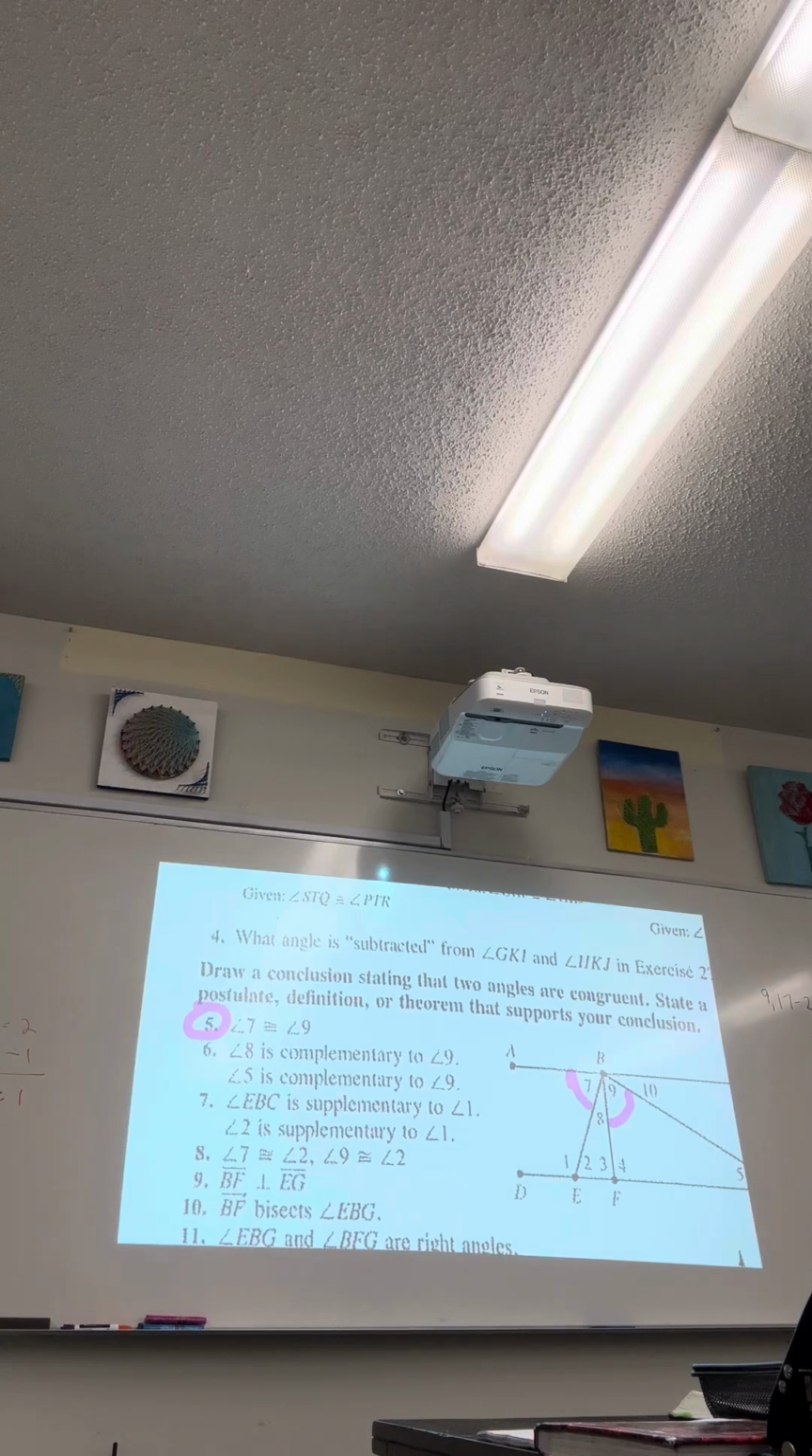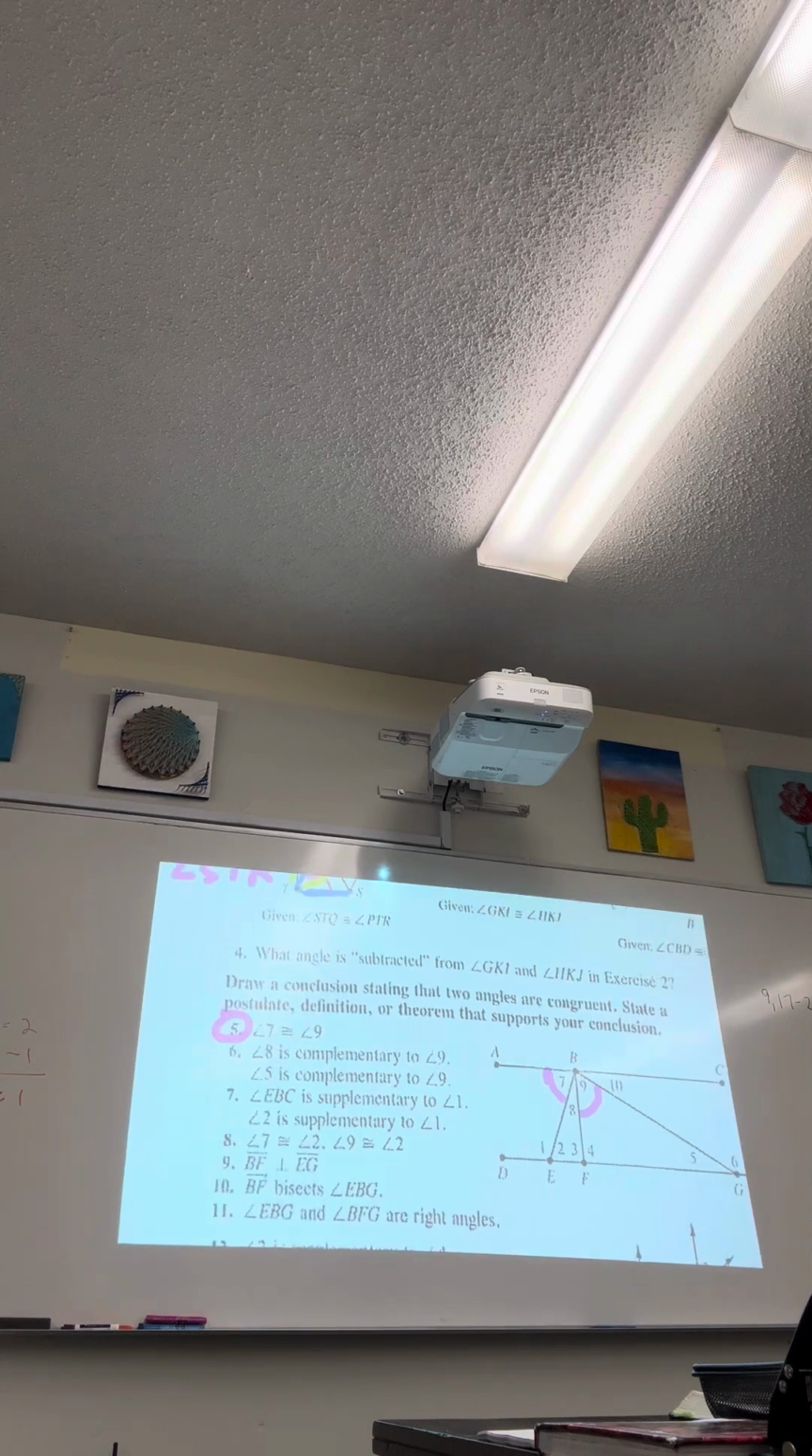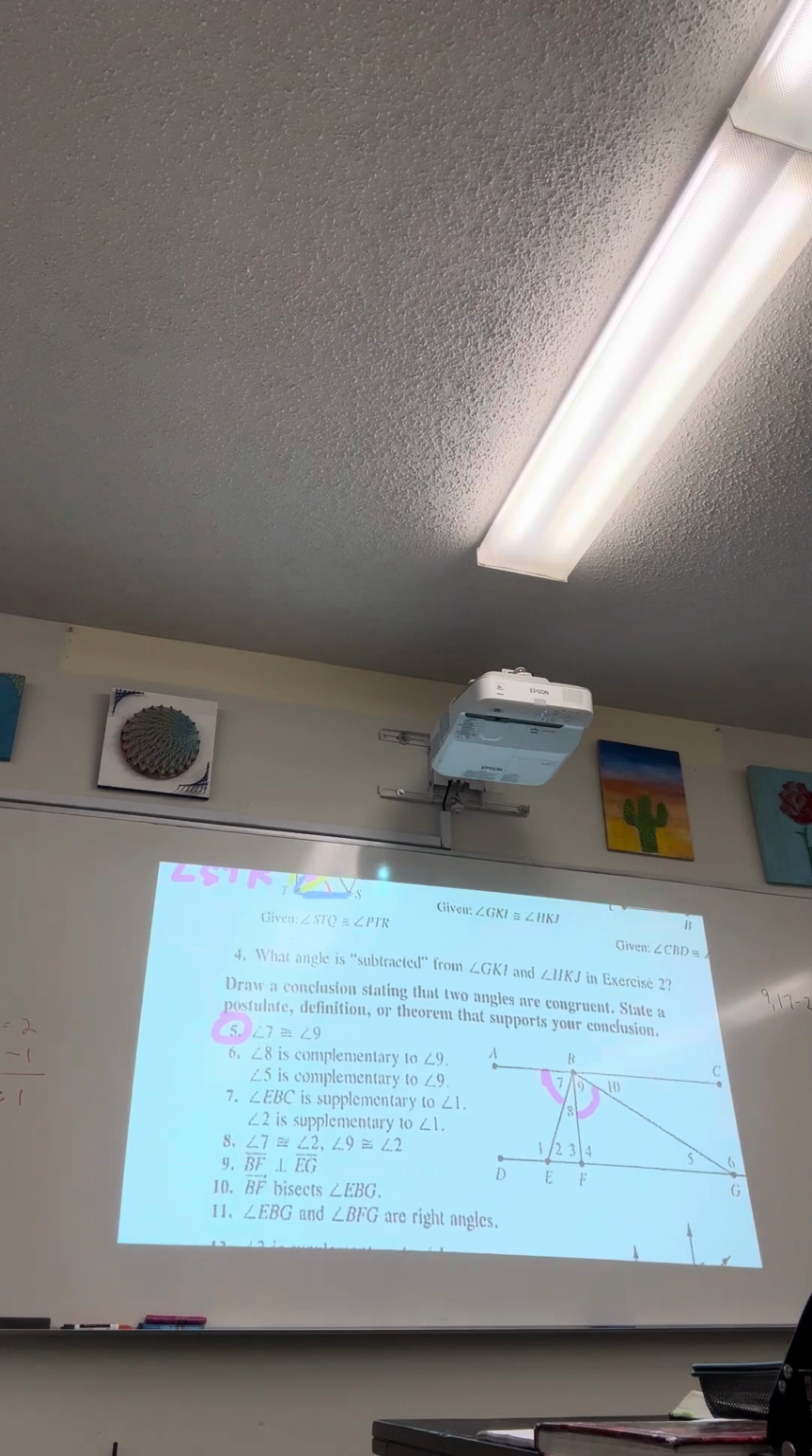Okay, let's see what we have. Raise your hand if you know the answer. All right, what you got, Nick? I have angle ABE is congruent to angle FBG using the common angle theorem. Okay, look closely. Isn't ABE the same thing as angle 7? That's not what you wanted to say, is it? What did you want to say? Angle ABF.